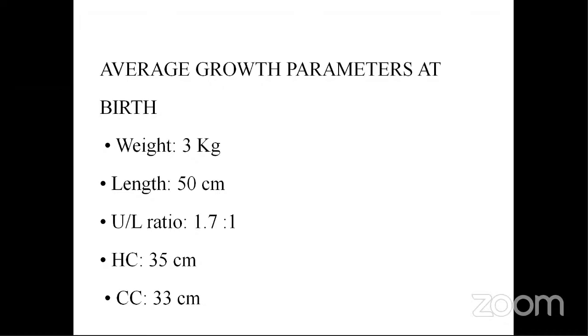So these are the average growth parameters at birth. Weight is 3 kg, length is 50 centimeter, upper segment to lower segment ratio is 1.7:1, head circumference is 35, chest circumference is 33. So these are the growth parameters at birth.